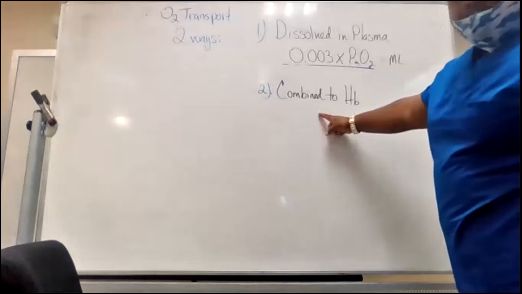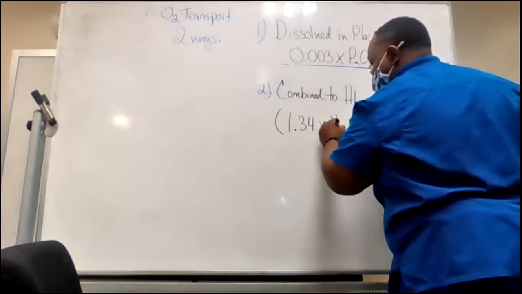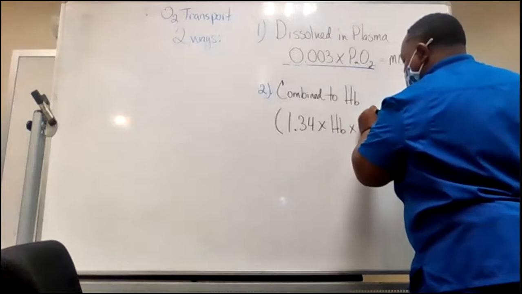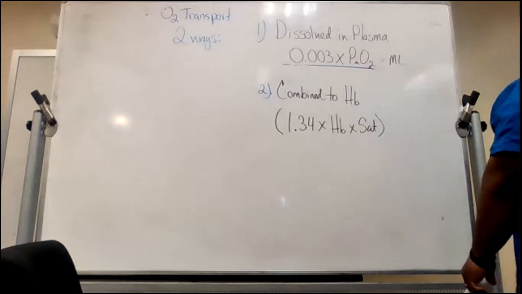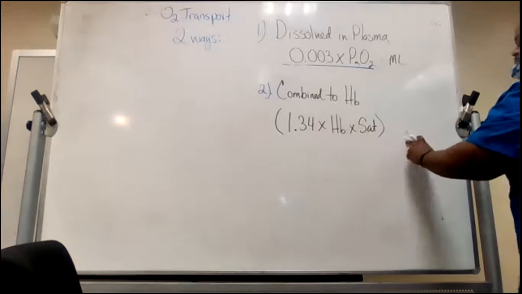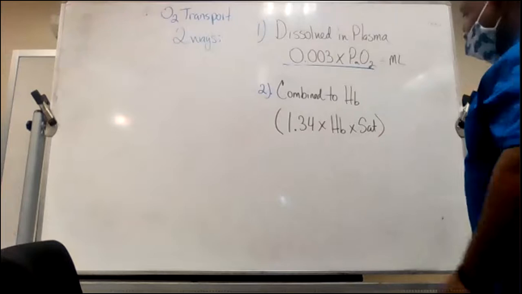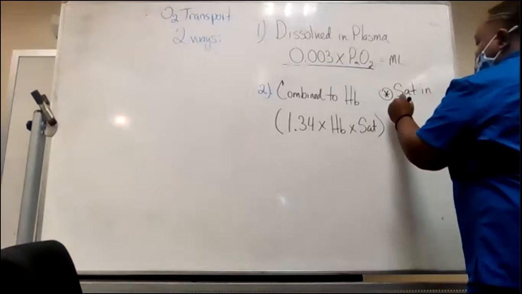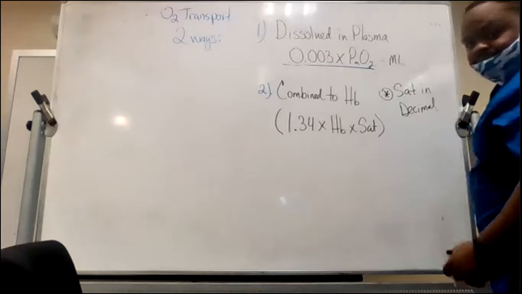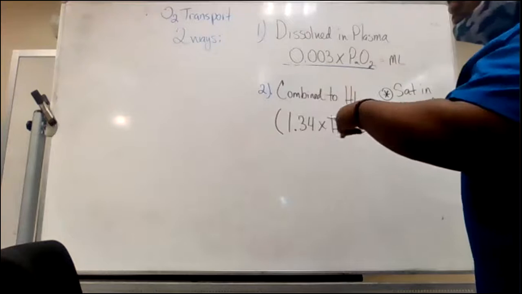What is the formula? The formula is parentheses 1.34 times the hemoglobin amount times the sat. This is the combined to hemoglobin formula. 1.34 times hemoglobin times the saturation. The saturation is what you get on the pulse ox probe that you put on their finger. That's the sat, right? But you have to write it as a decimal. So let's put this little star right here. Sat in decimal, right? So, for instance, if somebody is 98% sat, what is that as a decimal? 0.98. To go from a percent to a decimal, you move the decimal point 2 times to the left.